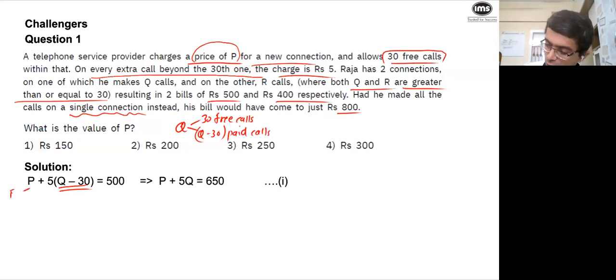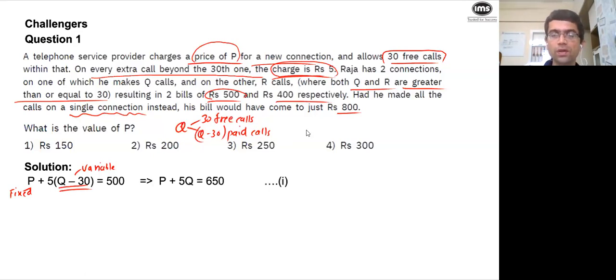So P is going to be, say, a fixed cost, and this is going to be a variable cost. It depends on how many calls he makes. Charge is rupees 5. So he is going to pay 5 into Q minus 30. The total bill which he came out with was 500. So fixed cost plus chargeable Q minus 30 calls at 5 rupees per call. So the total bill is 500. Hope all of you are with me. So P plus 5Q is 650.